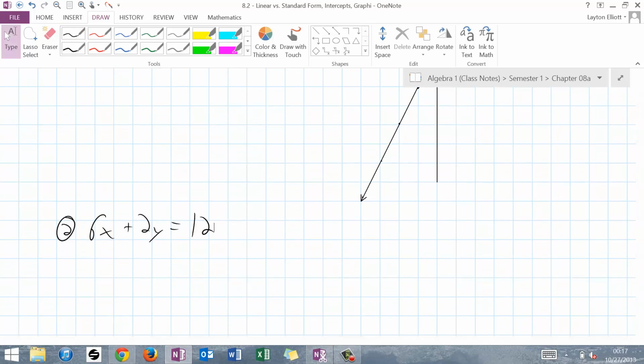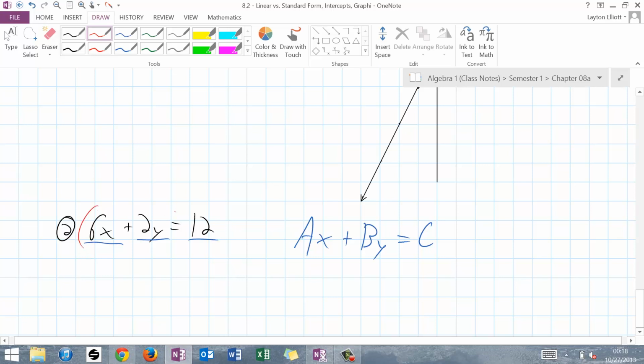This is a line that we call standard form, and this is an important part of this. If I have something times x plus something times y equals another something, we call that standard form. Now, strictly speaking, this isn't quite in standard form, because I could multiply both sides by a 1/2. I'm going to go ahead and do that.